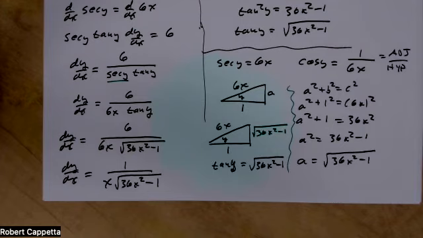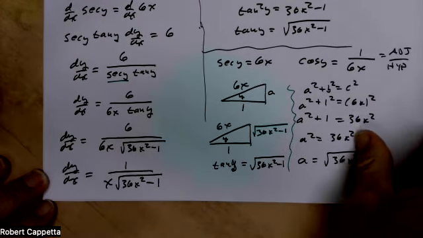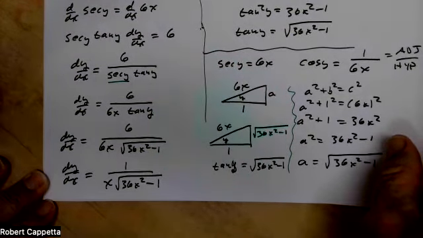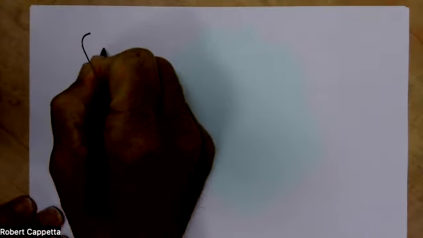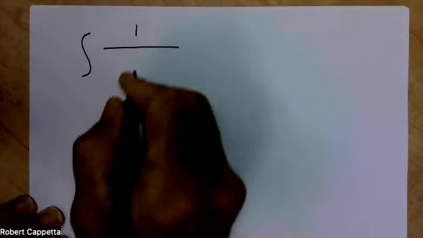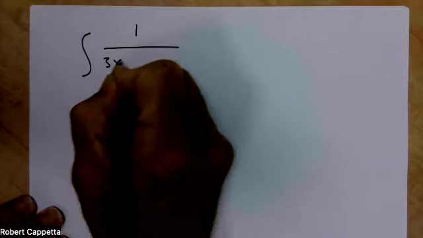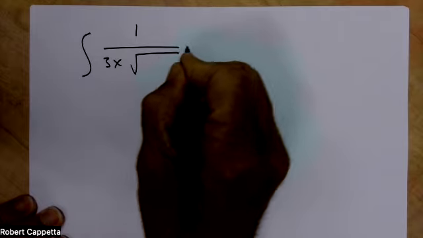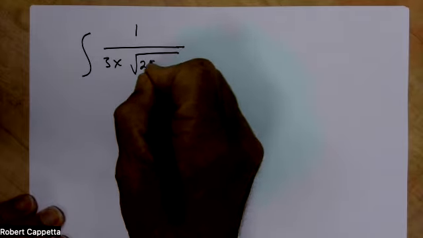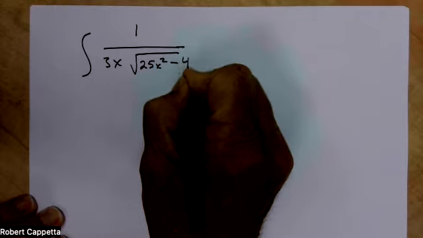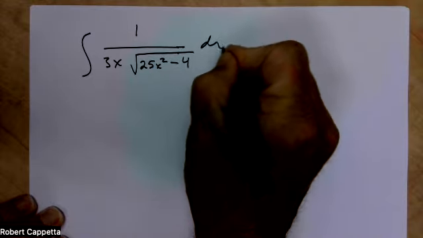So let's go ahead and reverse this process now, and we're going to use the triangles to do that, to find an integral of a problem that looks kind of like this. So let's take a look. Let us do the integral of 1 over, let's make it 3x times the square root of 25x squared minus 4 dx.